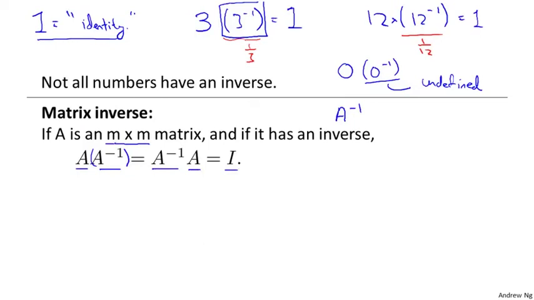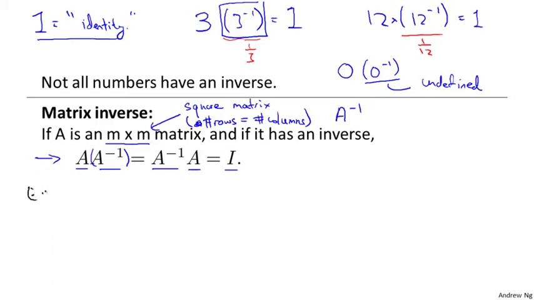Only matrices that are m by m for some value of m have an inverse. A matrix that is m by m is also called a square matrix, and it's called square because the number of rows is equal to the number of columns. It turns out only square matrices have inverses. So if A is a square matrix, so it's m by m, and if it has an inverse, then it satisfies this equation over here. Let's look at a concrete example.